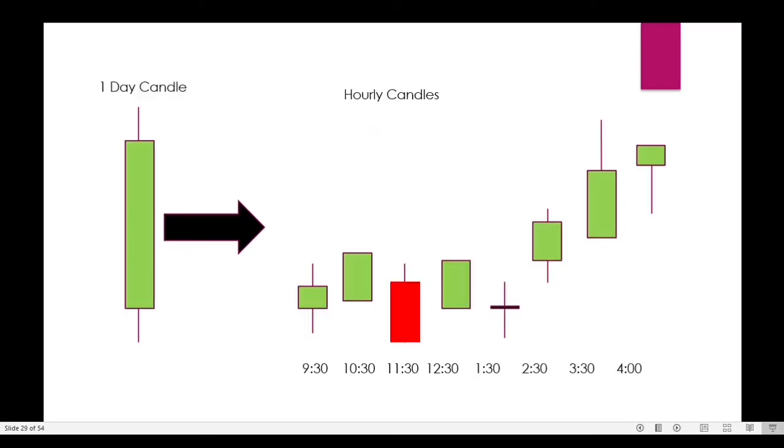Now let's take a look at a bullish candle. Now these are just an example of what can happen. And so today on this 1-day candle, we can see that the bulls were basically in control for most of the day. We did have one period where the bears were in control, but for the most part, the bulls just dominated the day.